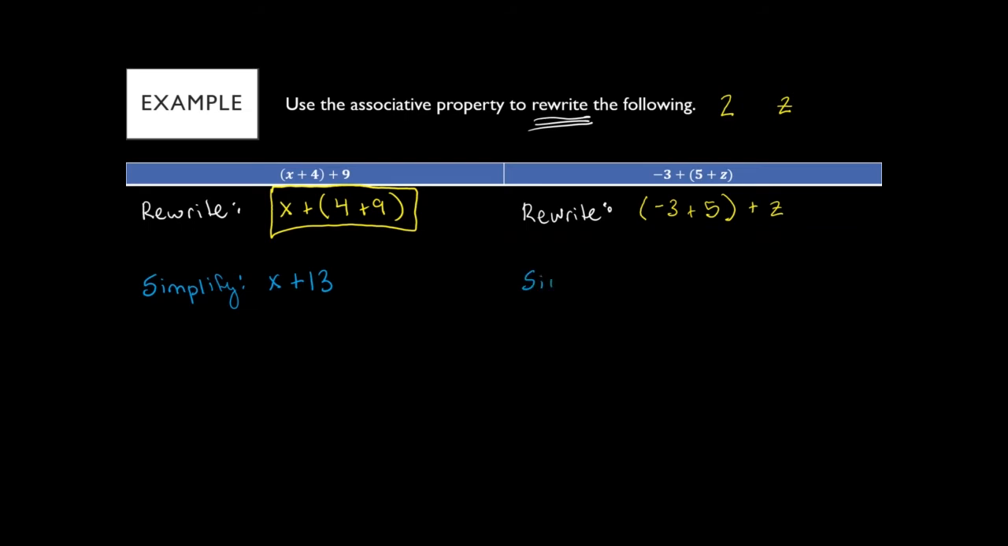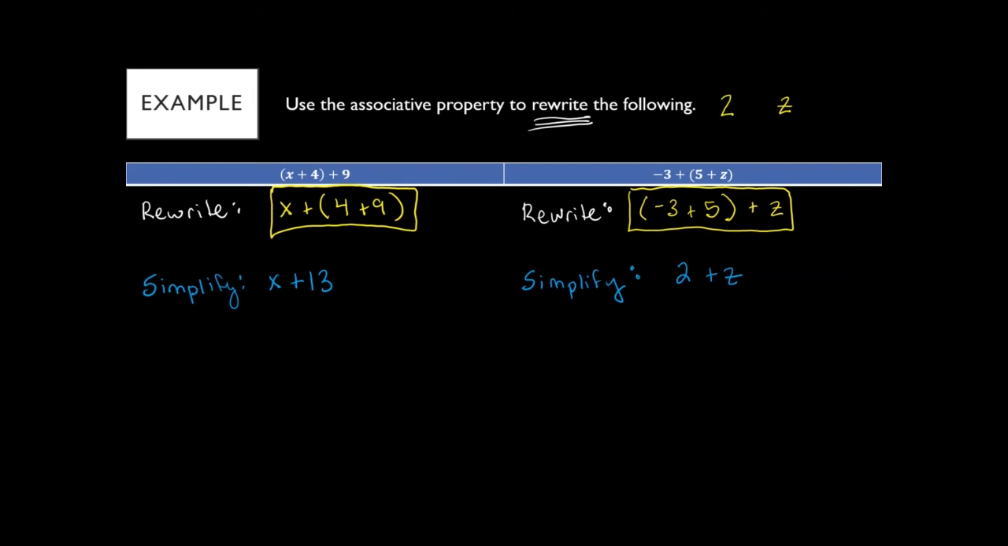Now, if this problem said to simplify, then we would go one step further and actually add -3 plus 5. So that would give us 2. So our answer would be 2 plus z. But this question says to rewrite, so we are only writing the top part. So that's the rewriting, but simplifying would be then to go and combine those things together that you can actually add.